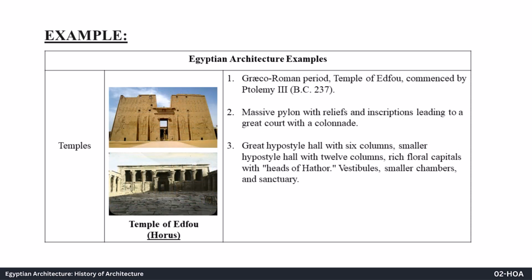Temple of Edfu. Greco-Roman period, Temple of Edfu, commenced by Ptolemy III, BC 237. Massive pylon with reliefs and inscriptions leading to a great court with a colonnade. Great hypostyle hall with 6 columns, smaller hypostyle hall with 12 columns, rich floral capitals with heads of Hathor, vestibules, smaller chambers, and sanctuary.